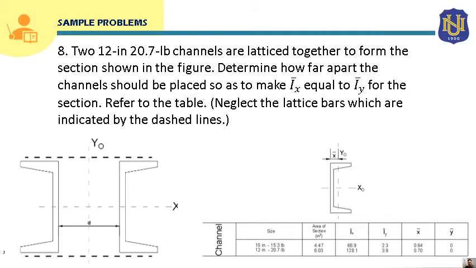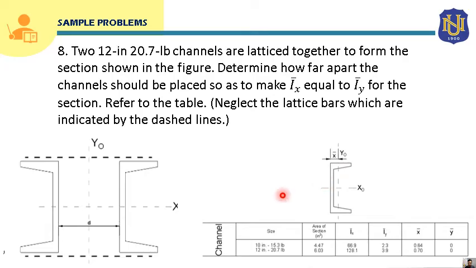Two 12 inches, 20.7 pound channels are latticed together to form the section shown in the figure. So this is the figure. Okay, so these are the two 12-inch, 20.7 pound channels. So this is that channel and this channel. So they are latticed together to form this section. Determine how far apart the channels should be placed so as to make Ix bar equal to Iy bar for the section. Refer to the table. Neglect the lattice bars which are indicated by the dashed lines.